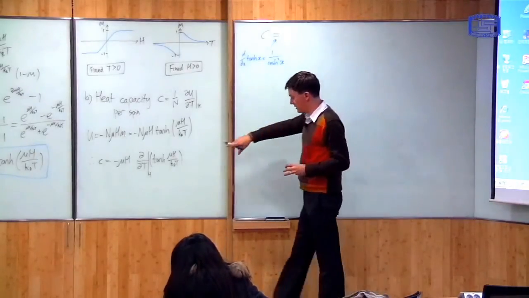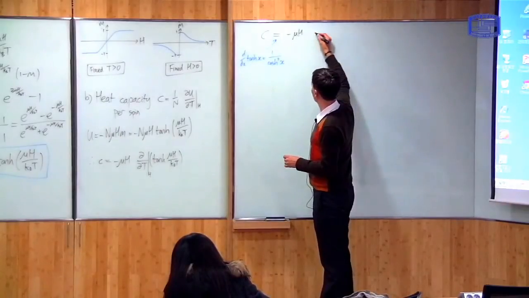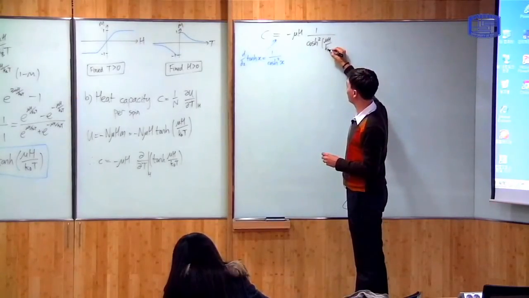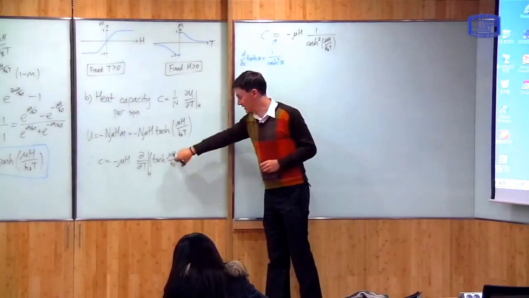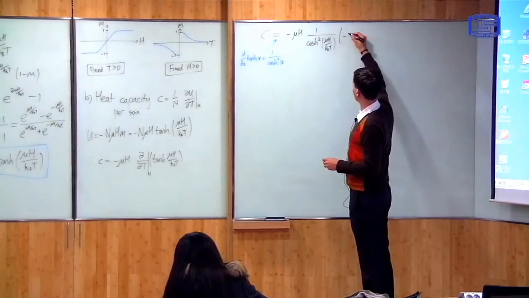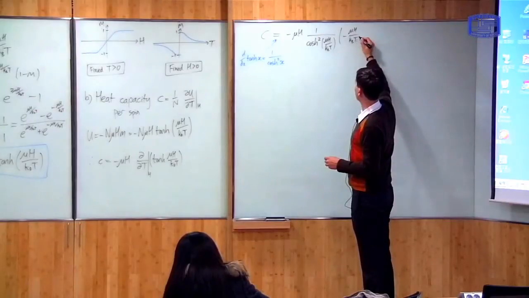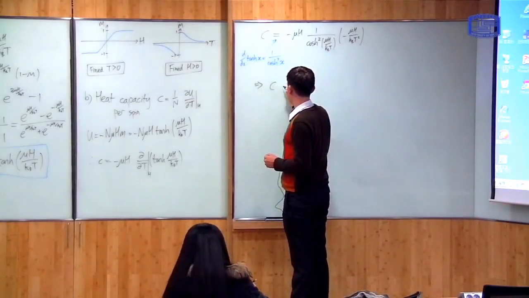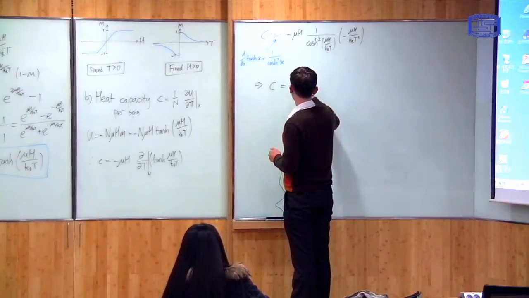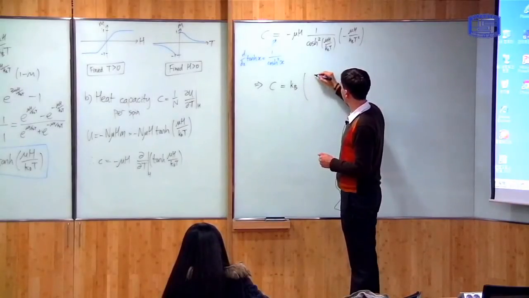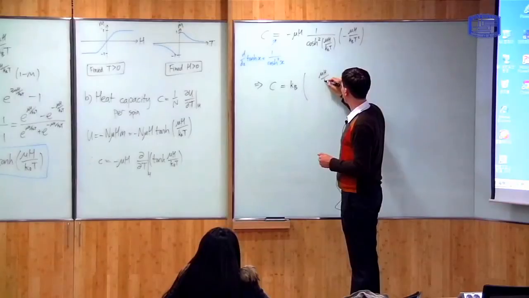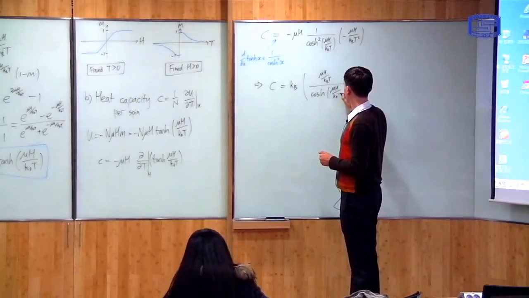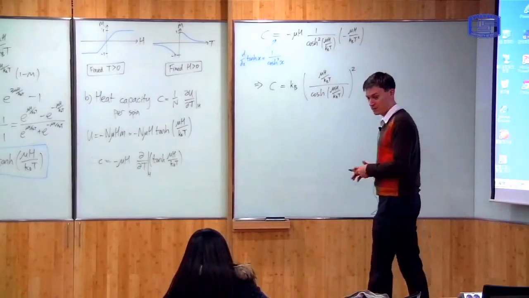So using that result, we get minus mu h times 1 over cosh squared of mu h over kBT, usually spoken "cosh squared", multiplied by the derivative of what's inside with respect to temperature, which will give you minus mu h over kBT squared. And you can combine this into a nice form. The minuses cancel, and this is simply equal to the Boltzmann constant times mu h over kBT divided by cosh of the same thing, all squared. So I can write the final result like that.